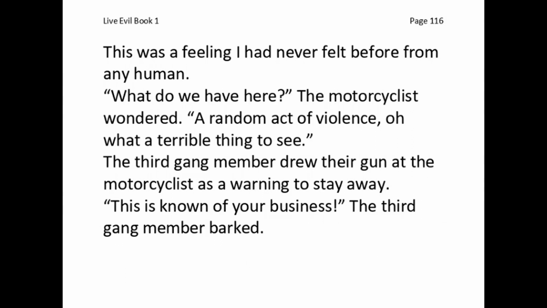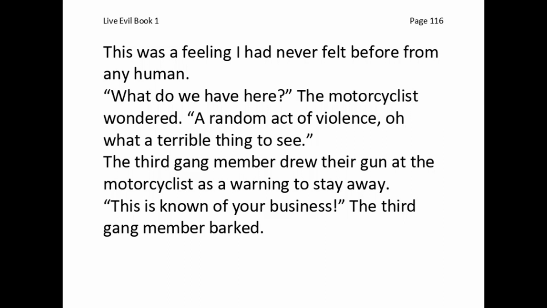"What do we have here?" the motorcyclist wondered. "A random act of violence. Oh, what a terrible thing to see." The third gang member drew their gun at the motorcyclist as a warning to stay away. "This is none of your business," the third gang member barked. The motorcyclist took off their helmet.